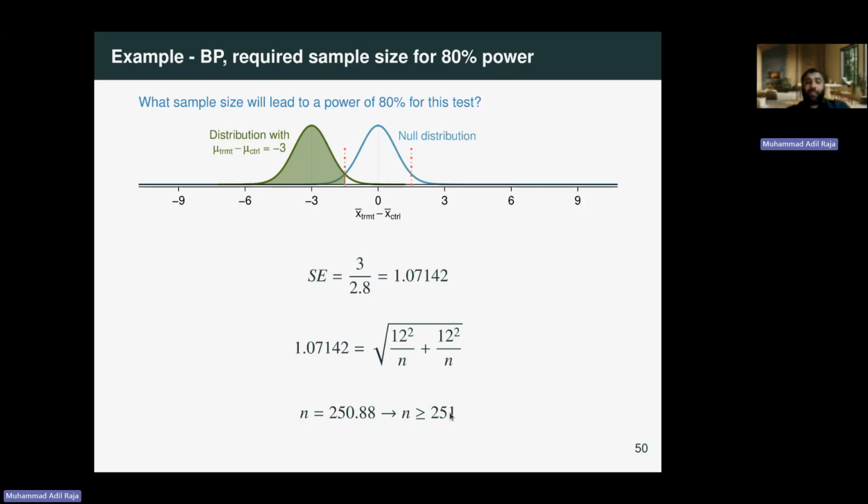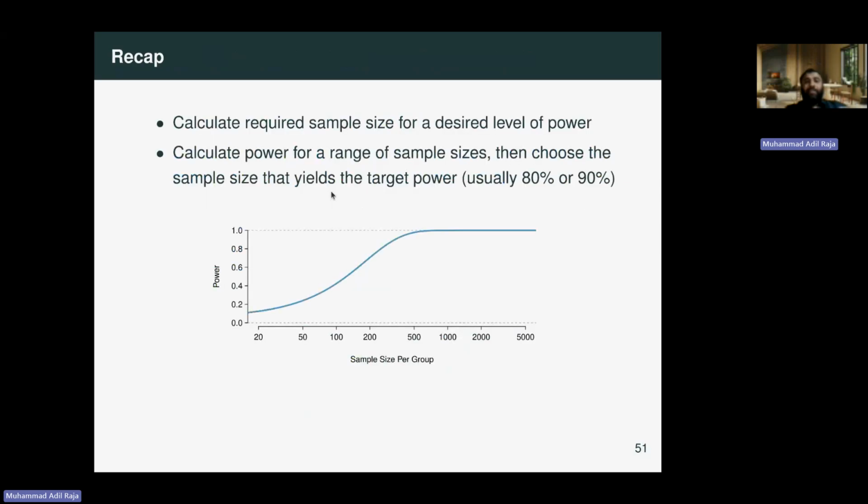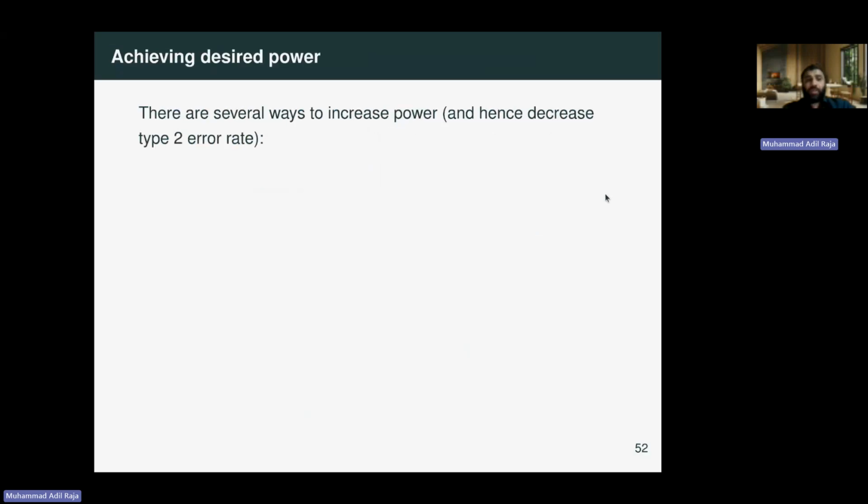So this is going to be the sample size, and we can do it using this thing, and this is what I showed you from the book. So this is it. So the recap is that we calculate required sample size for a desired level of power, calculate power for a range of sample sizes, then choose the sample size that yields that target power, usually 80% or 90%. So this is pretty much all I have to say.